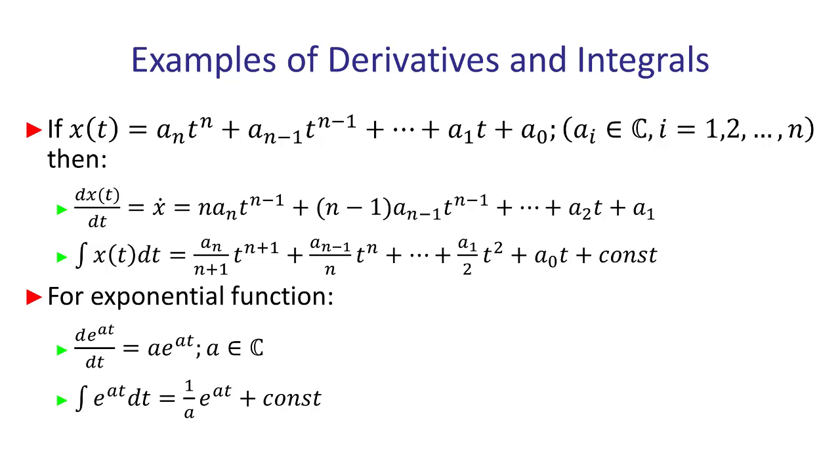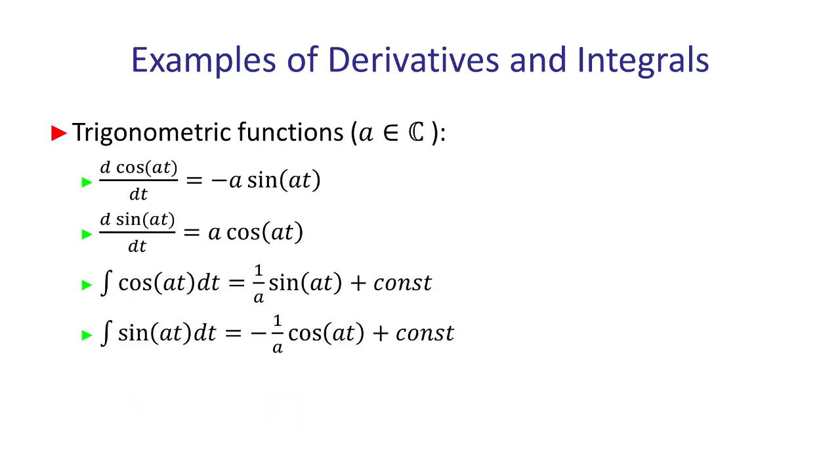For exponential function, similarly, the derivative of exponent is exponent itself, with any coefficient a, which is complex or real. Exponent of at gives you derivative of a times exponent of at, and integral is exponent of at divided by a plus some given constant. Here are a few more examples of derivatives and integrals for trigonometric functions.